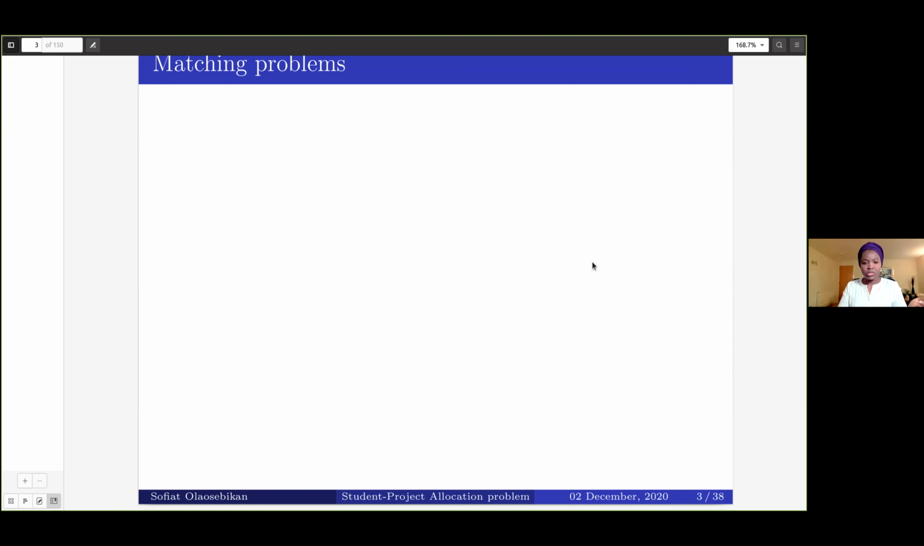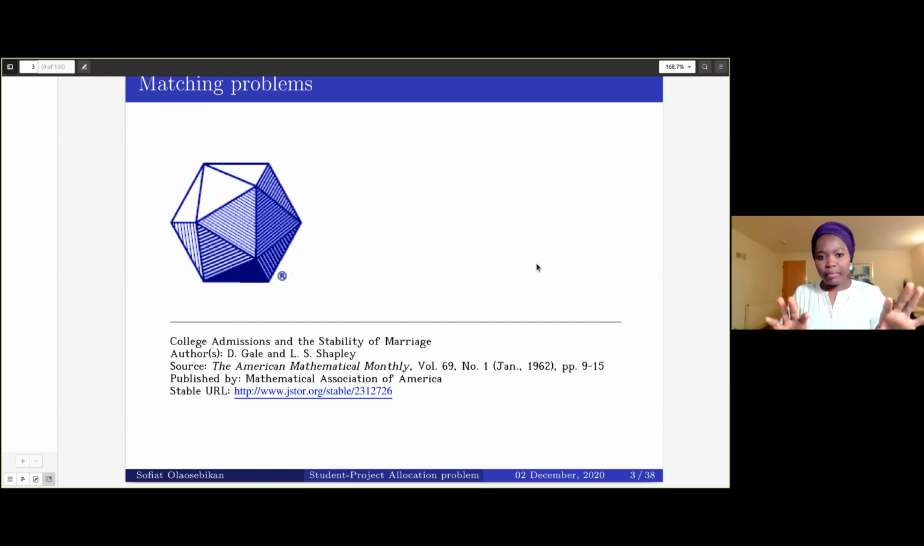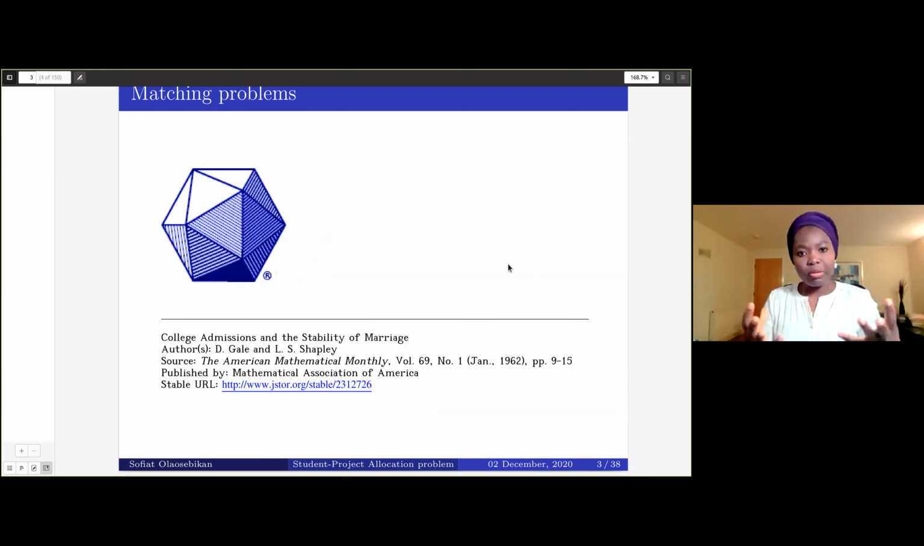So the problem was first studied in 1962 by Gale and Shapley, and the result was presented in their paper titled The College Admissions and the Stability of Marriage. And the college admissions models the problem of allocating applicants to colleges, while the stability of marriage models the problem of matching men to women. And in all of the applications, the goal of the problem is to match the two entities to one another in such a way that no one would be unhappy with what they have and the matching would unravel. So we call that stable matching.